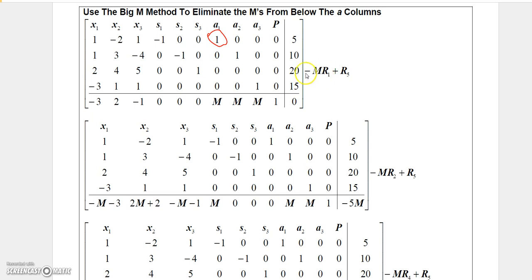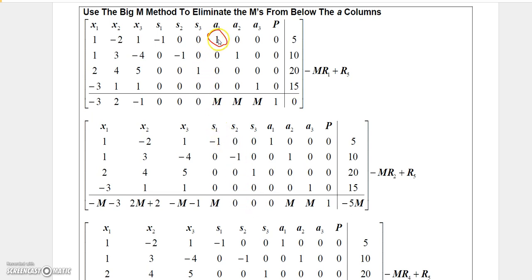It's just negative m. So when you do that, negative m times 1 is negative m, and add it to minus 3, you get negative m minus 3. Negative m times negative 2 is positive 2m, and you add it to 2, you get 2m plus 2. Negative m times 1 is just going to be negative m minus 1. And then negative m times negative 1 is going to be m, and you add it to 0, and you get m. And then you multiply this by negative m, you get 0, add it to 0, you get 0. Same thing here, you're going to get another 0.